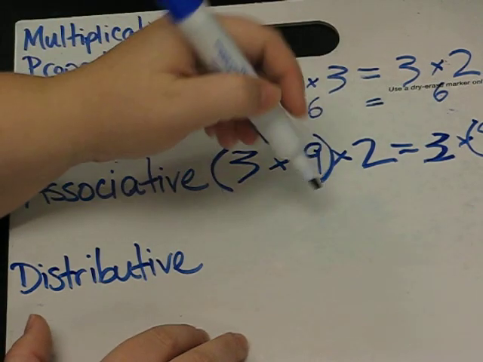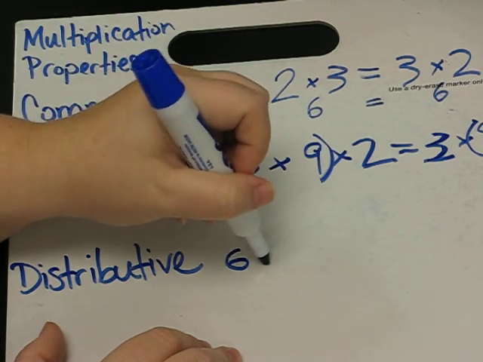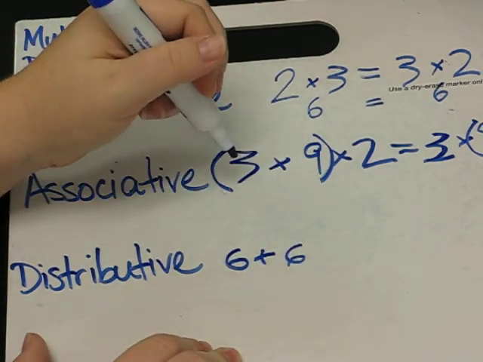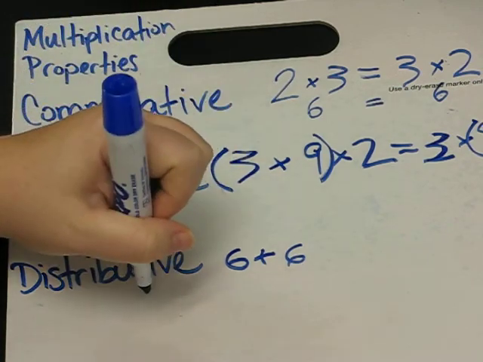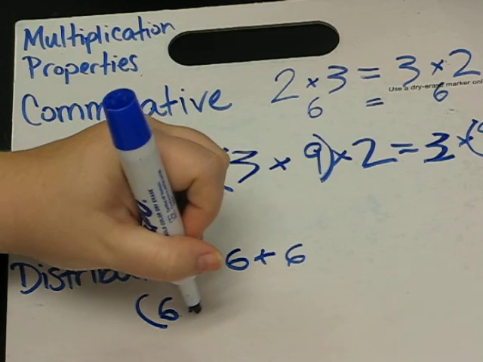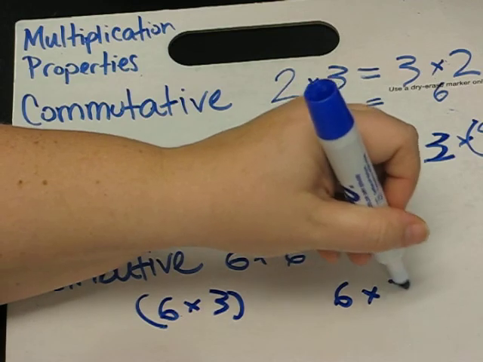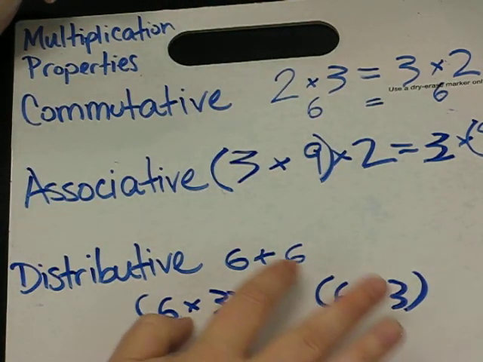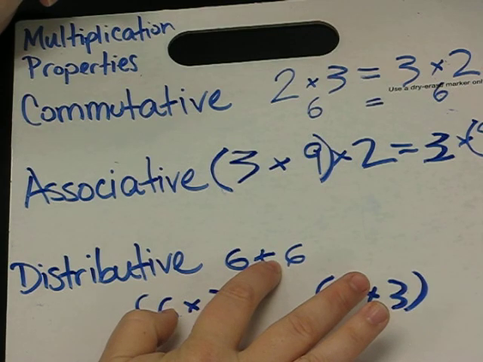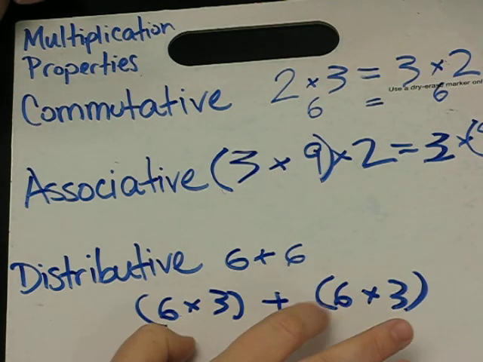But let's move on to distributive property. Distributive property usually tells me that I can take a big multiplication problem like 6 times 6, and I can break it down into 2 smaller multiplication problems. So let's see, I can do 6 times 3 and 6 times 3. I can take those 2 multiplication problems and make the multiplication problem 6 times 6 when I add these 2 together. If you don't remember this one, there is a video on distributive property.